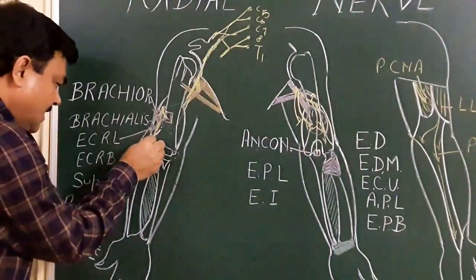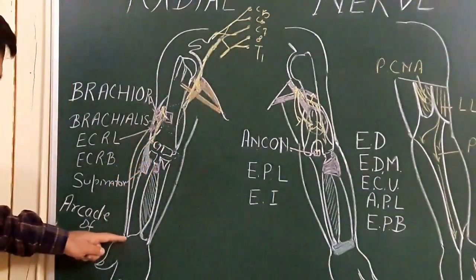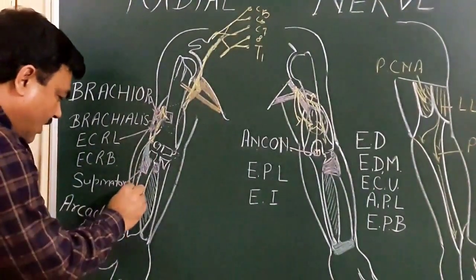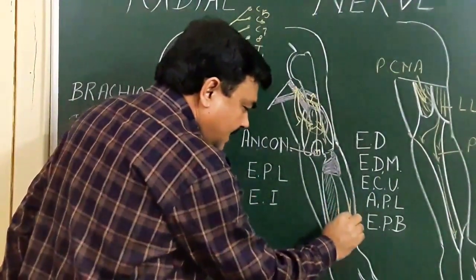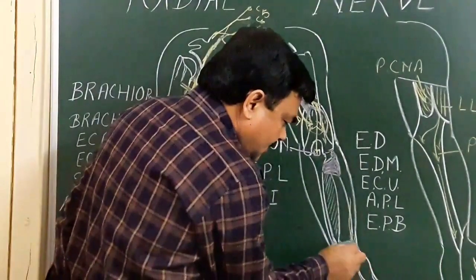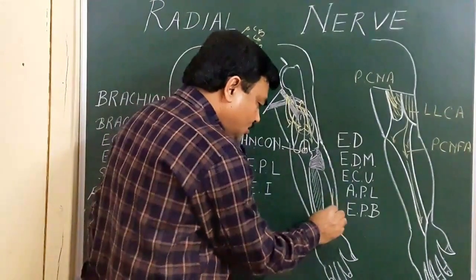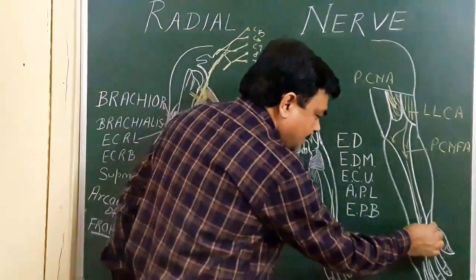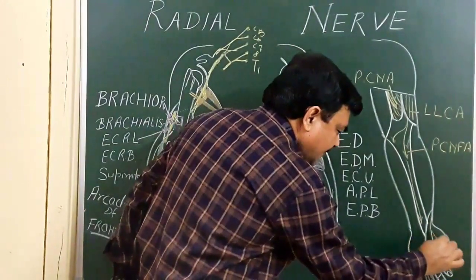This is the superficial branch, which runs along the brachioradialis, and about 10 cm proximal to the wrist joint it turns backward like this, and it passes over the roof of the anatomical snuff box. Here is the roof of the anatomical snuff box.